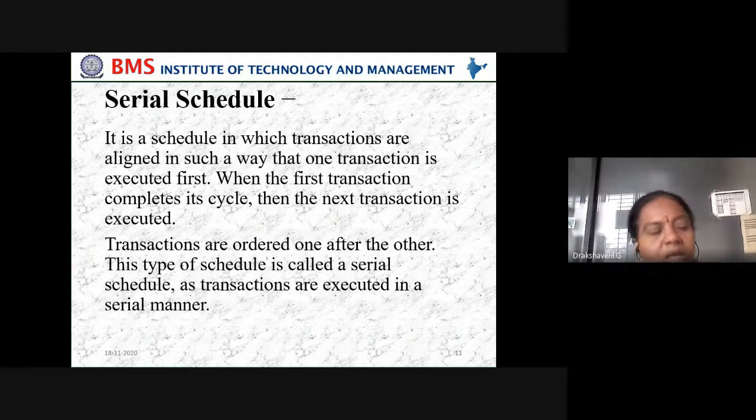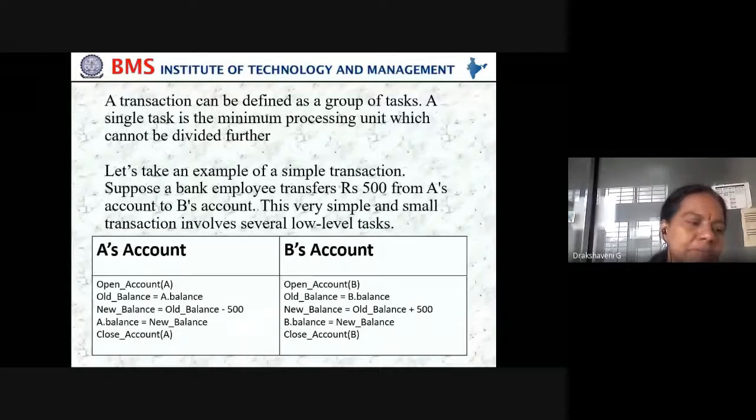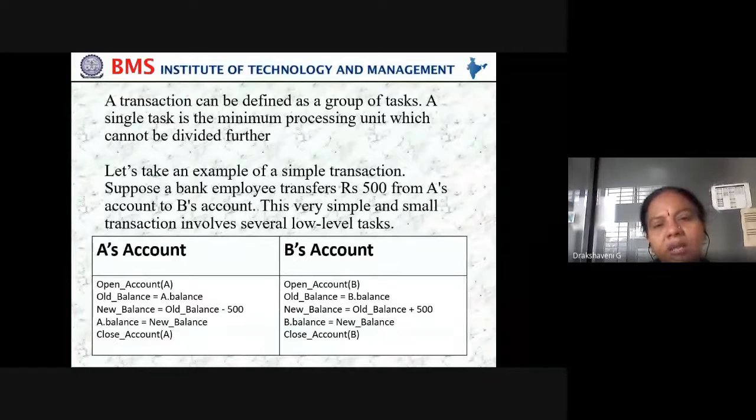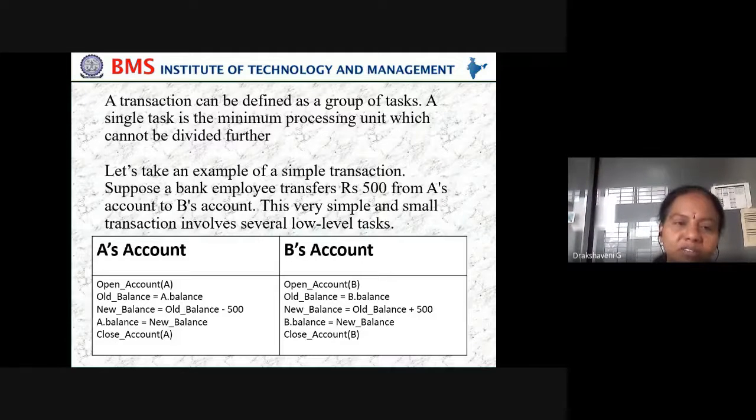So I'll just stop here and we recap what we have done today. We started with a transaction example, and we have told that a transaction can be defined as a group of tasks. A single task is a minimum processing unit which cannot be divided further.